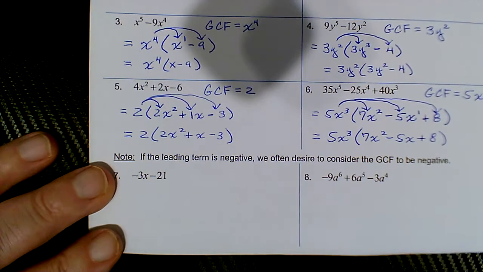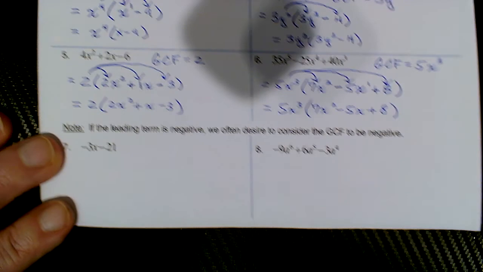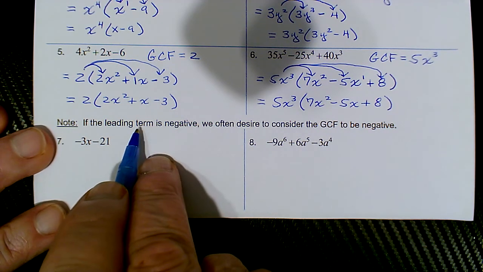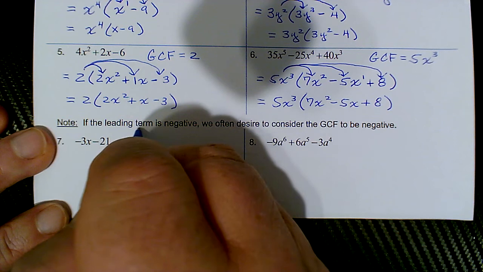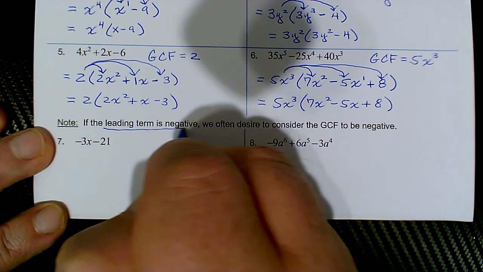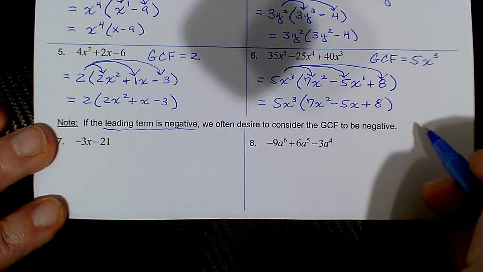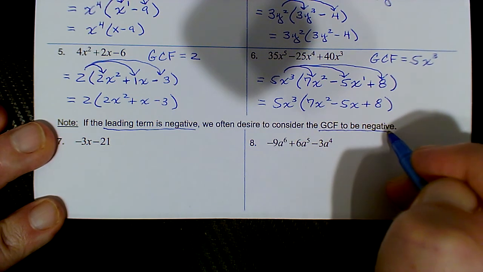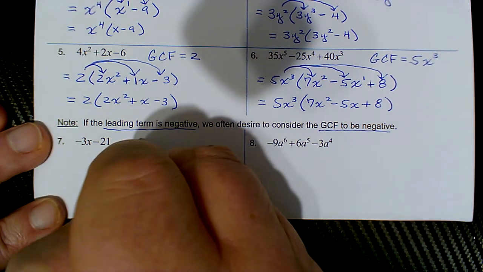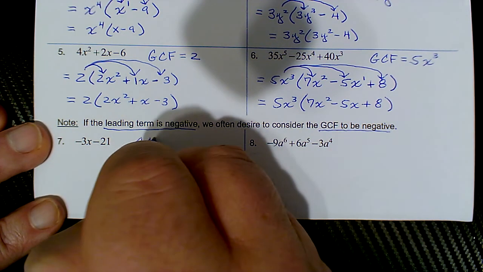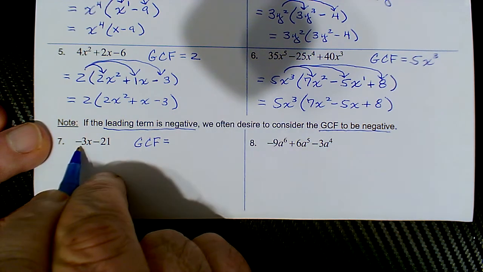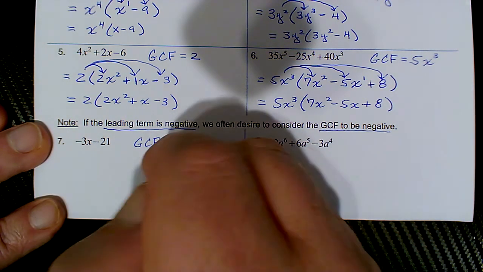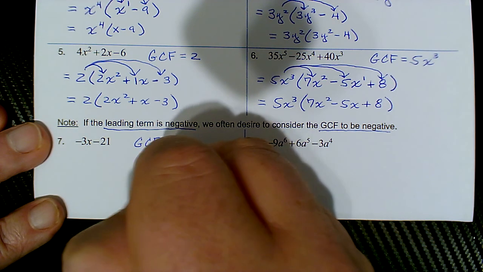Okay, and as we alluded to earlier, if the leading term is negative, we often desire to factor out the greatest common factor to be a negative. So comparing a negative 3x and a negative 21, 3 is common, but we'll factor out the negative.